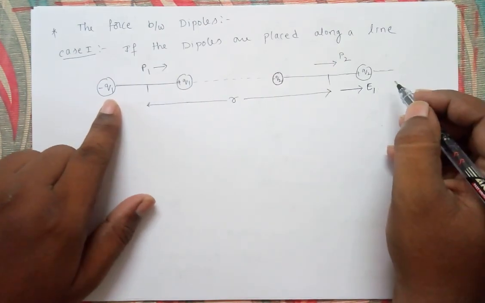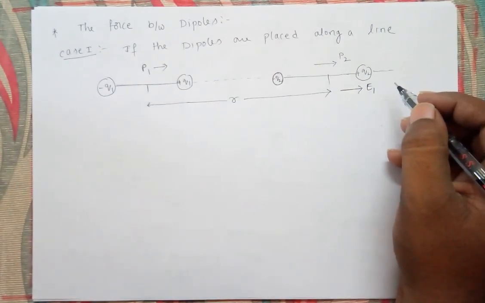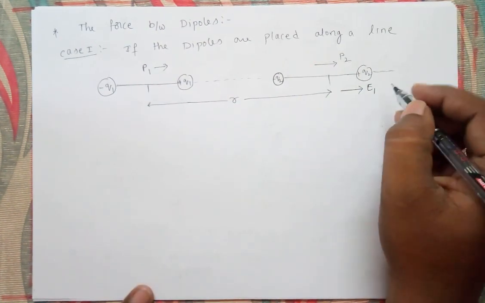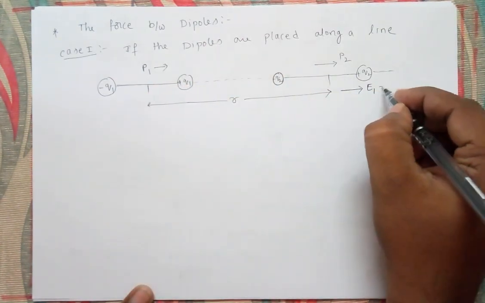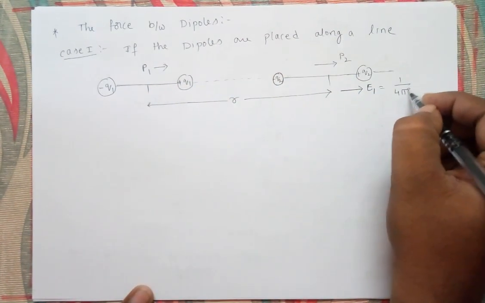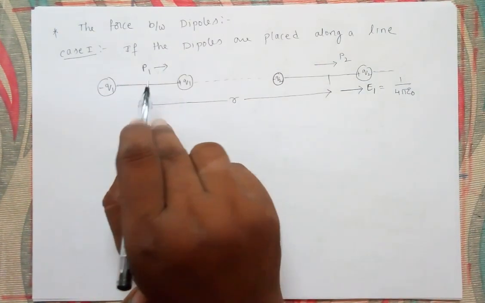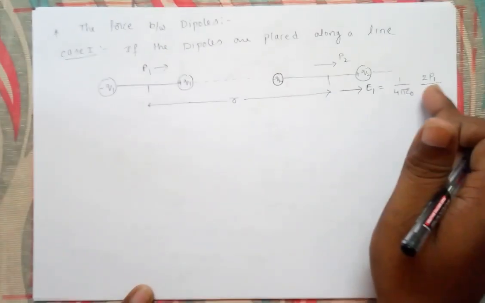We studied previously the electric field intensity due to a dipole along its axial line and along its equatorial line. The electric field intensity due to this dipole along the axial line is E1 equal to 1 upon 4 pi epsilon naught into 2p by r cube. Here the first dipole is producing the electric field, so we write 2P1, and the distance between the two is r, so 2P1 by r cube.